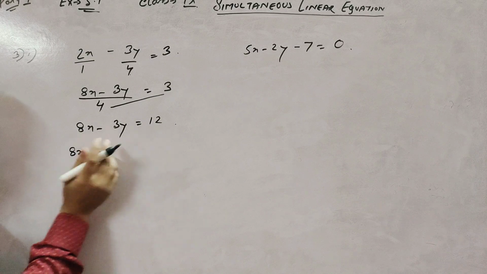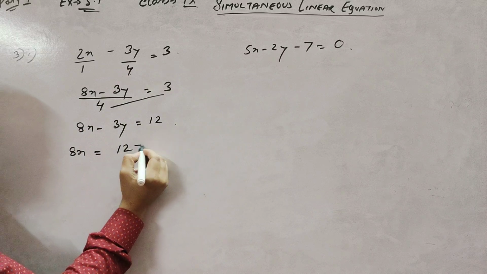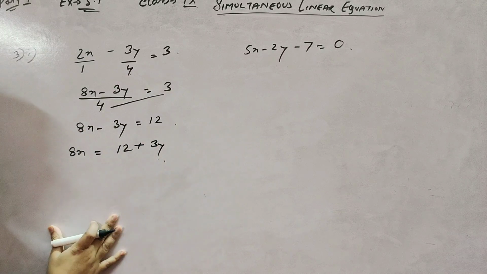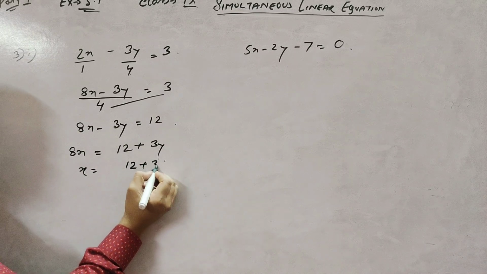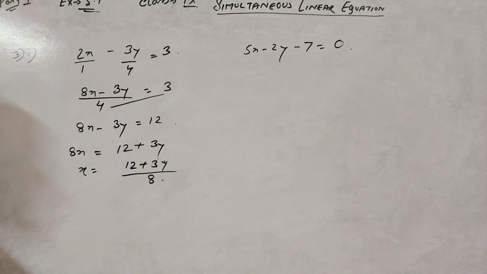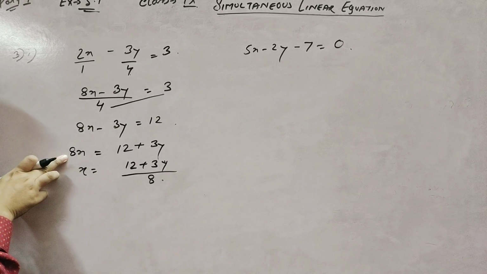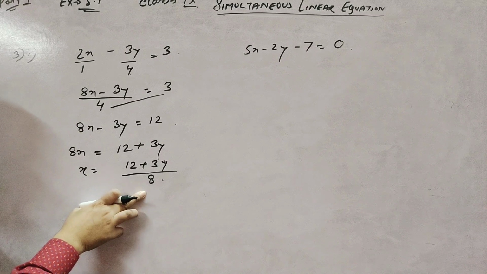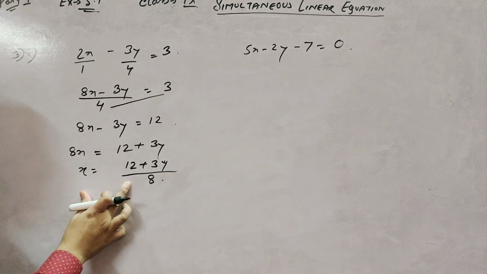8x equals to, we find the value of x, how? 12. This minus 3y goes this side, that is plus 3y. So you get the value of x equals to 12 plus 3y by 8. This 8 comes to this side, that is divide. So we get the value of x equals to 12 plus 3y upon 8.